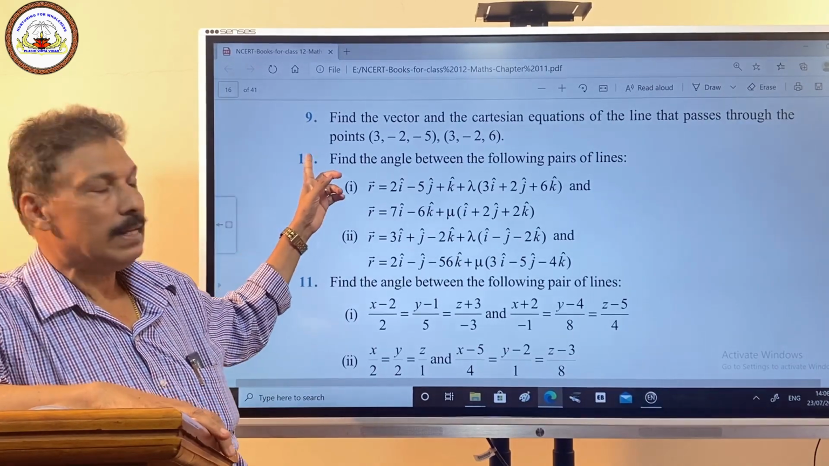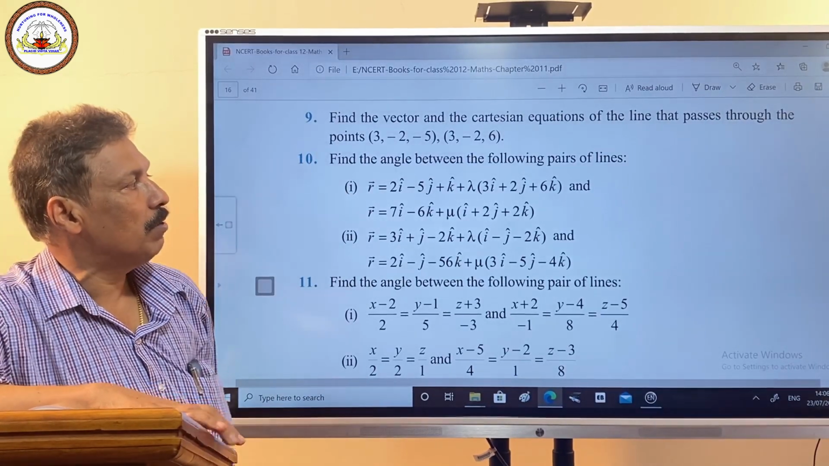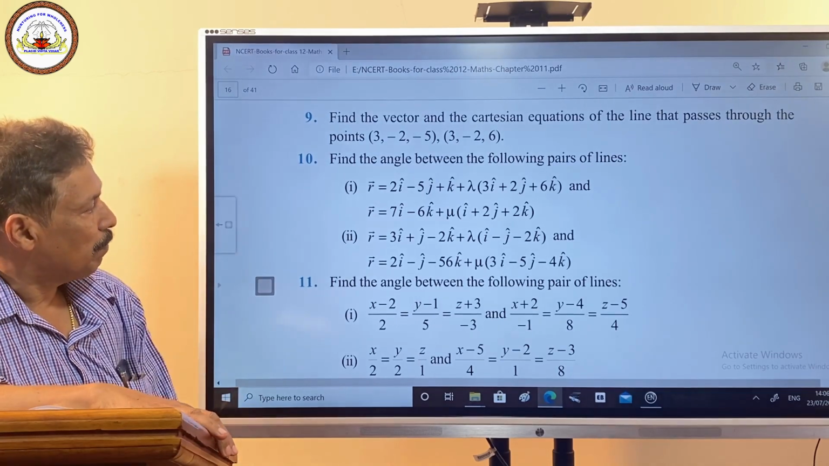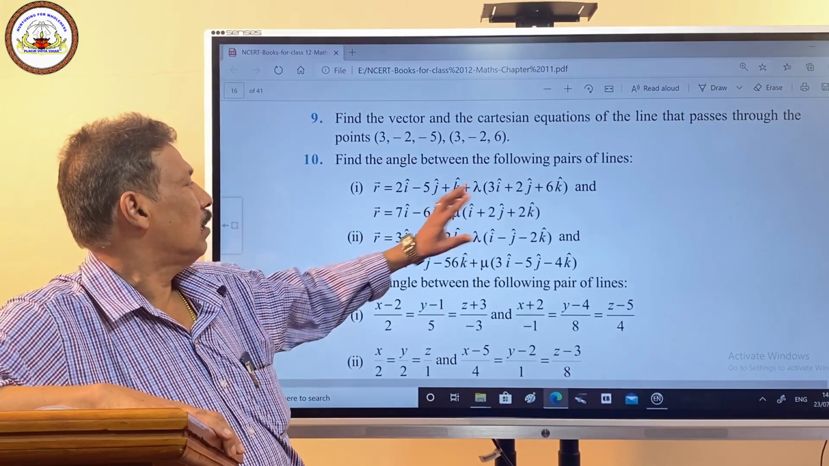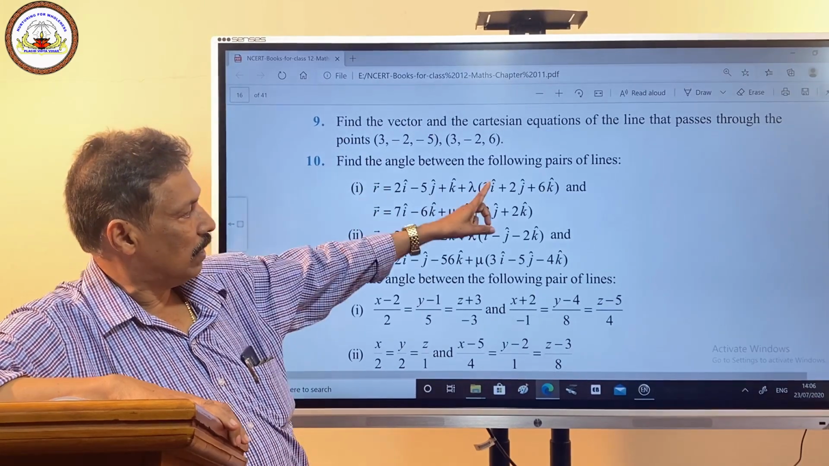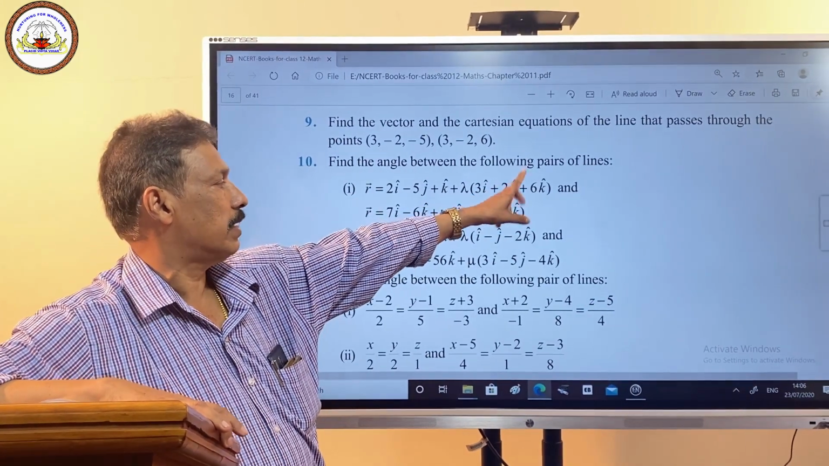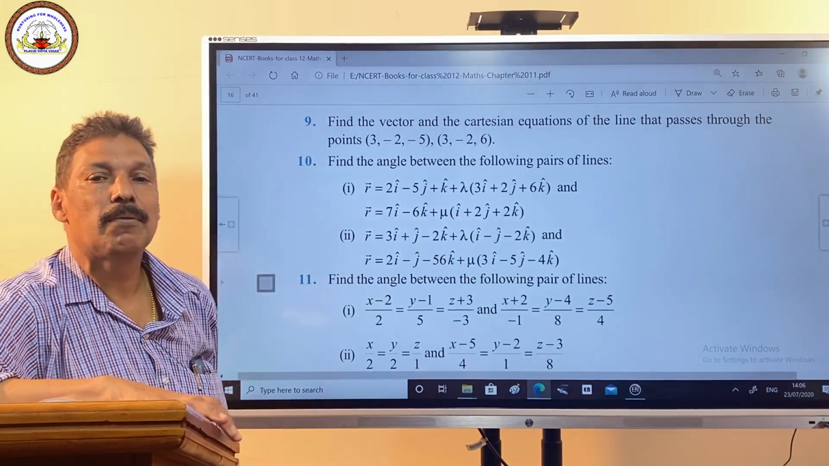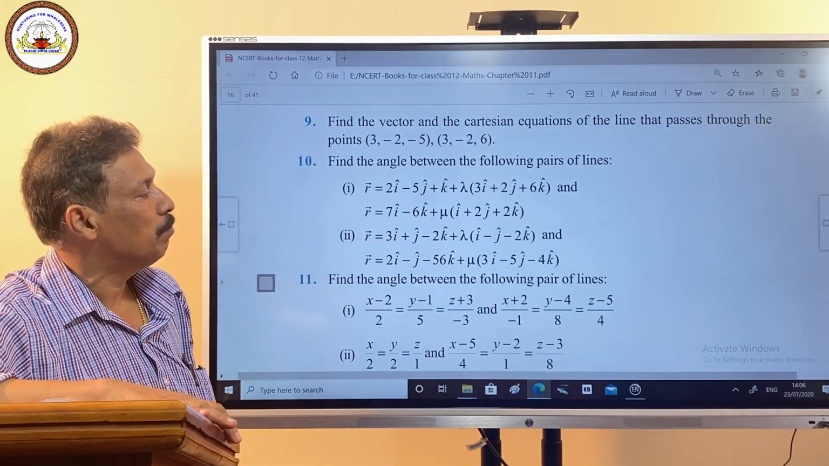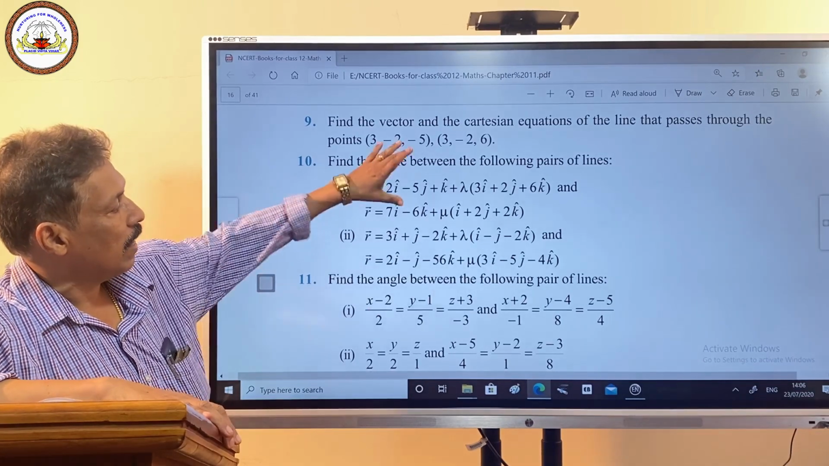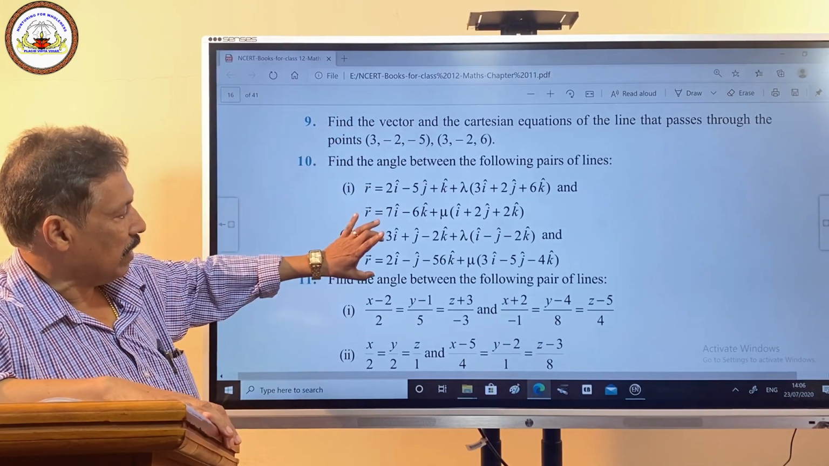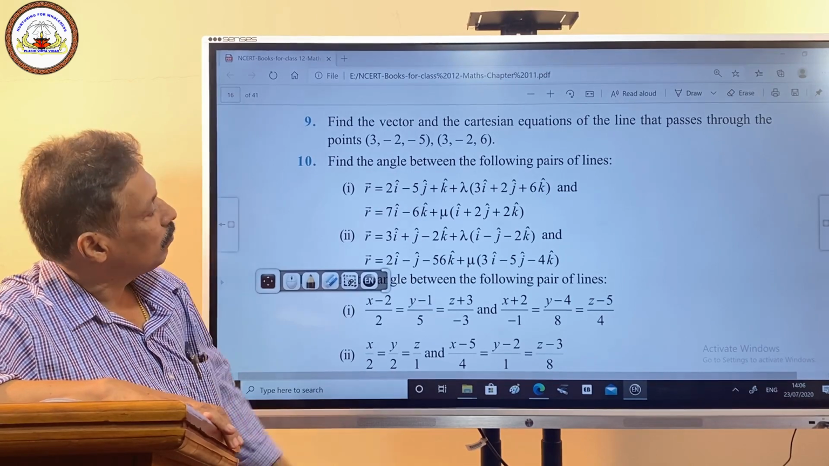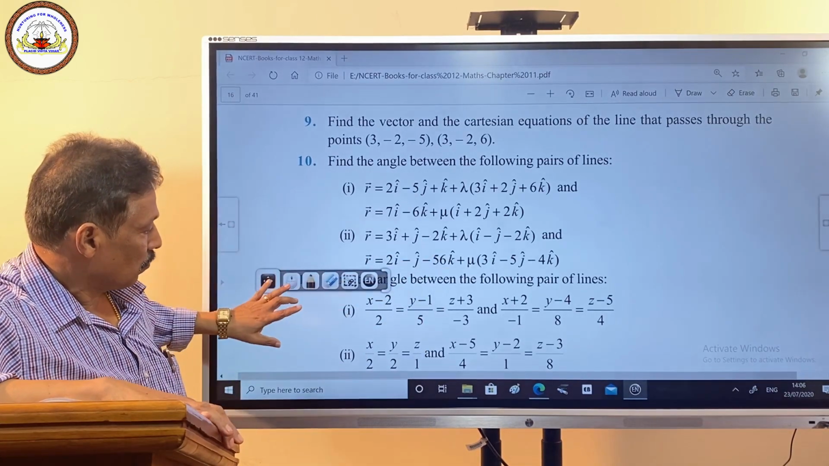Now the 10th question: find the angle between the pairs of lines. For the first pair, these two lines are given. The vector along the first line is 3i plus 2j plus 6k, and along the second line is i plus 2j plus 2k. We can apply the formula cos theta equals a dot b by mod a mod b, and find the angle between these two. Similarly, we can find the angle between the other pair of lines.